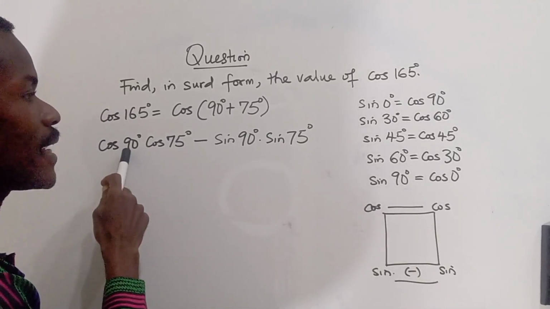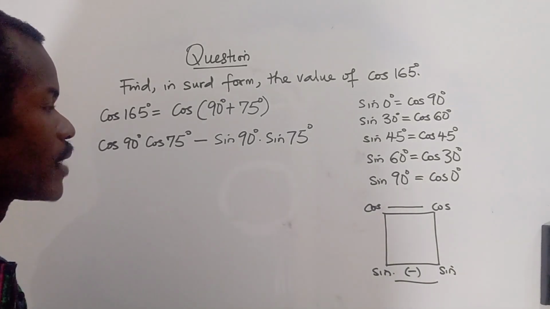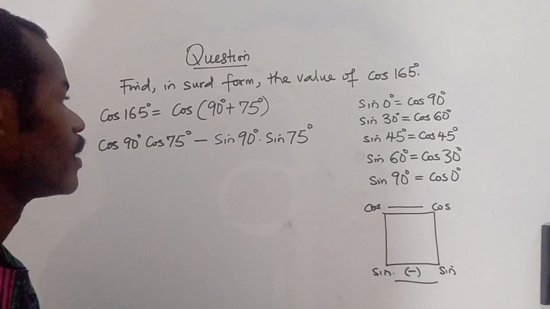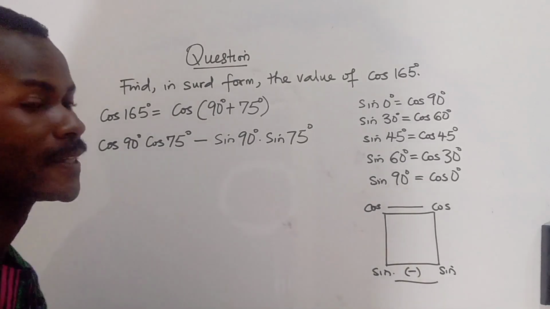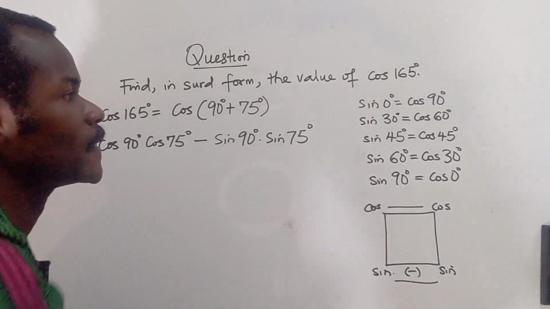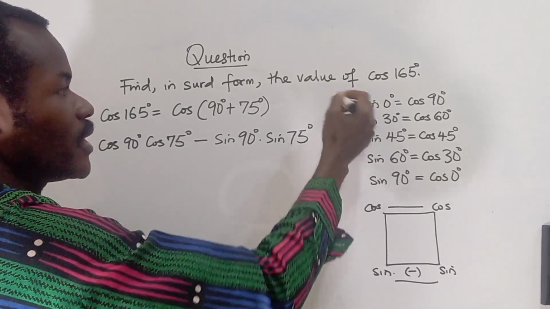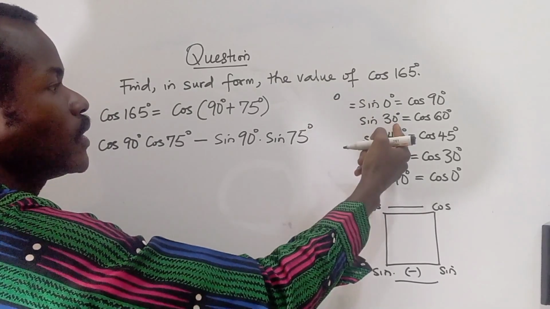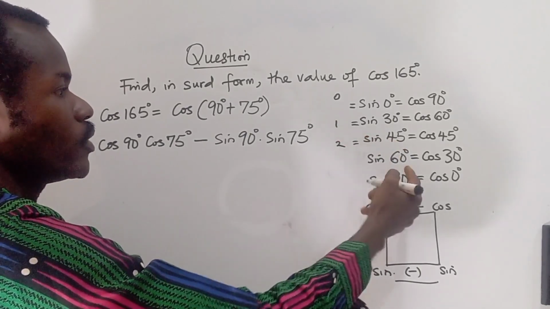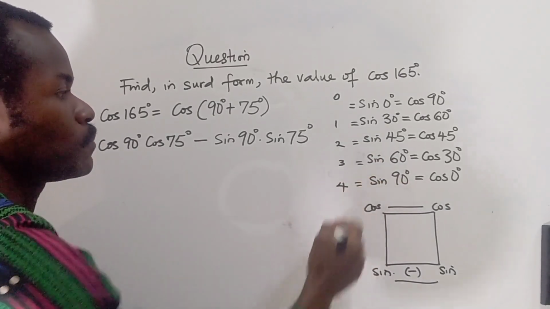Okay, now that we have this, so what next? Now what is our cos 90 degree from here, and what is our sine 90 degree from here? All right, so let's see what we can do to be able to get our cos 90 and sine 90. So I'll quickly work on this. To work on this, I'm going to write 0 for 0 degree, for 30 we have 1, for 45 we have 2, for 60 we have 3, and for 90 we have 4.